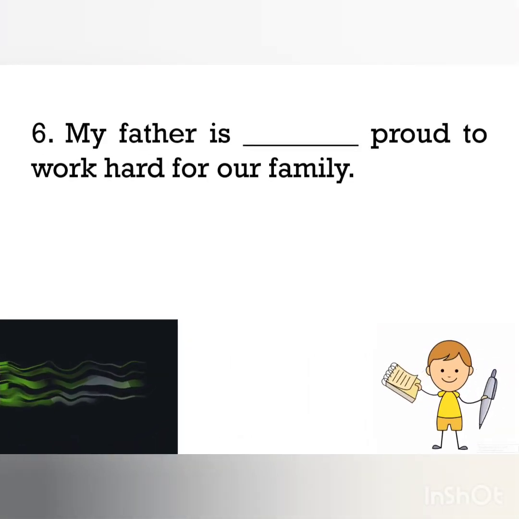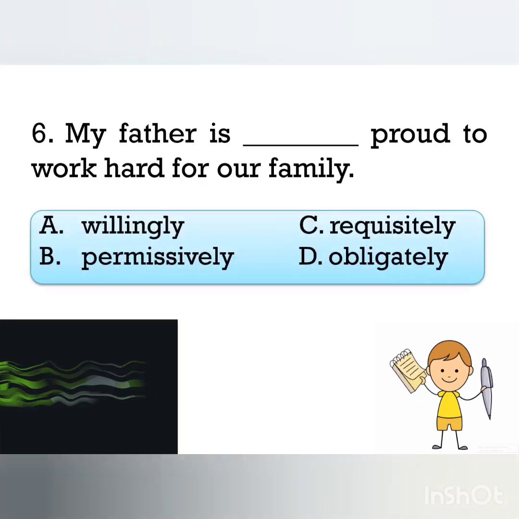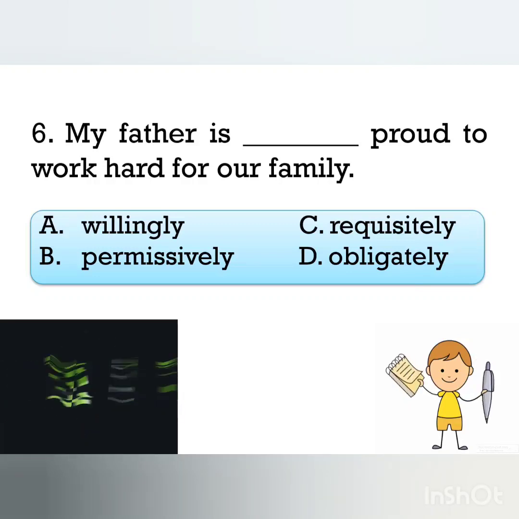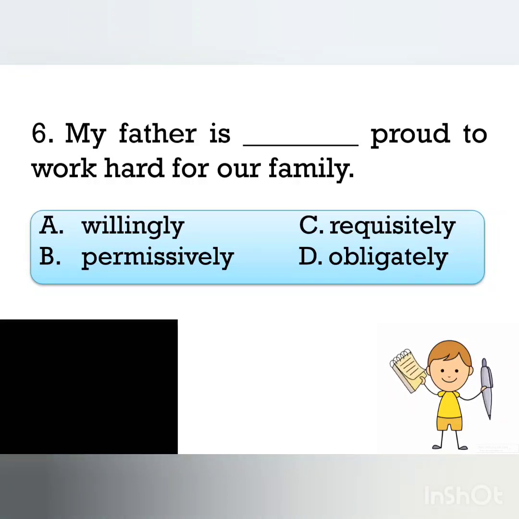Number 6. My father is blank proud to work hard for our family. The choices are letter A, willingly, letter B, permissively, letter C, requisitely, letter D, obligately. The correct answer is letter D, obligately. My father is obligately proud to work hard for our family.